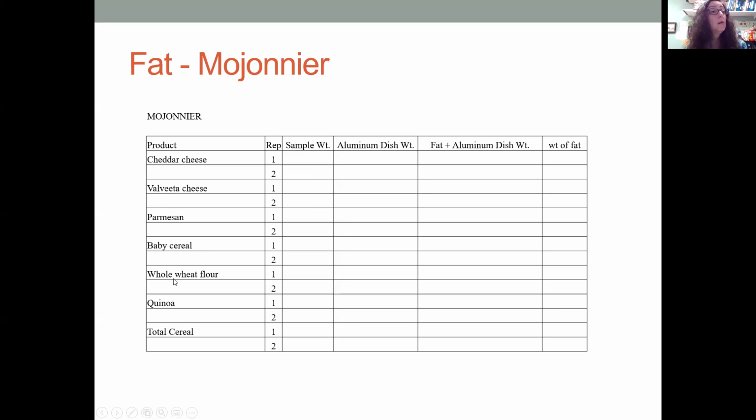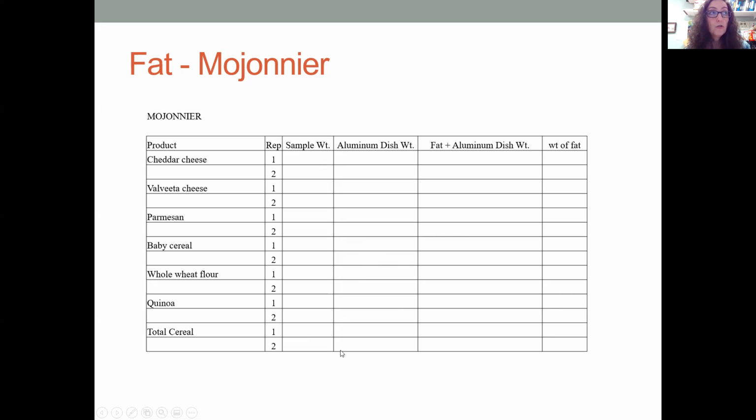For the baby cereal, whole wheat flour, no, you don't have whole wheat flour. This is not correct here, I will update it. So baby cereal, almond, Cheerios, and I can't remember what the last one was. But anyway, those samples you will be digesting in the lab with HCl, then following the same protocol to extract the fat, and you will put in the weights.